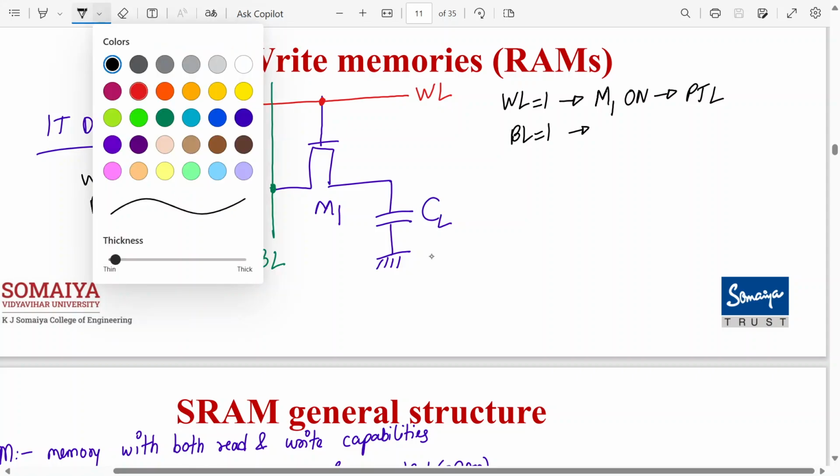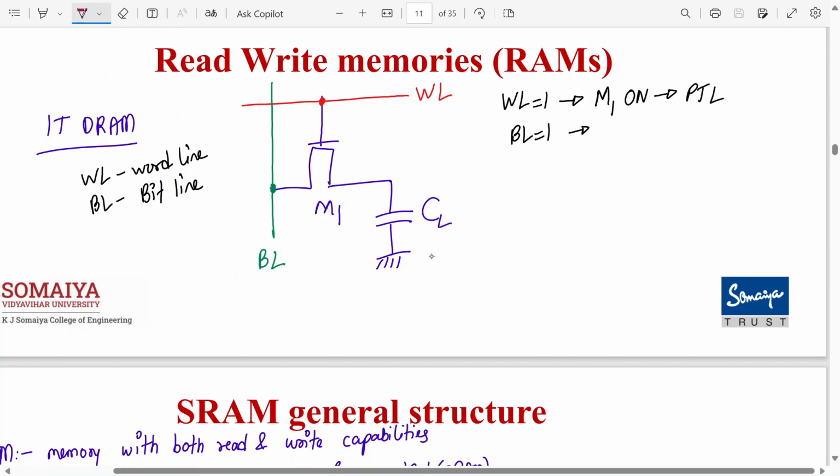So this is logic 1. So this is VDD now. This is also VDD. Whenever the BL becomes logic 1, the capacitor will charge. M1 charges the capacitor CL. So the voltage across the capacitor reaches around VDD.